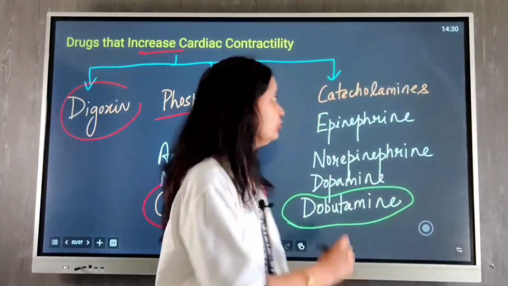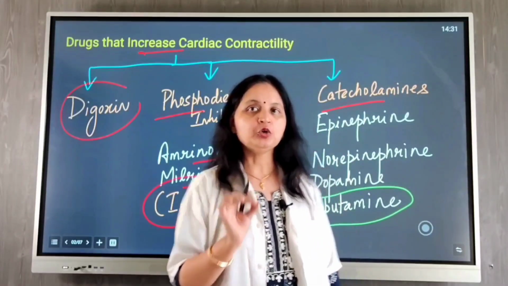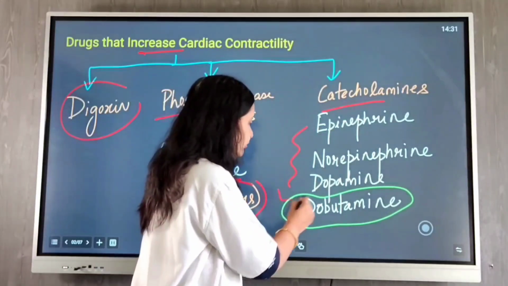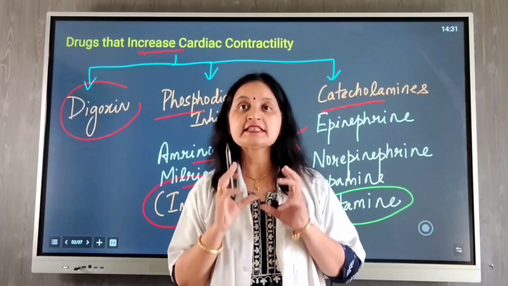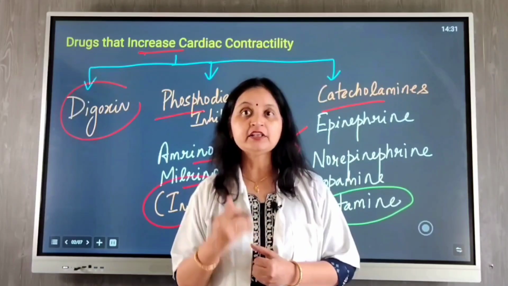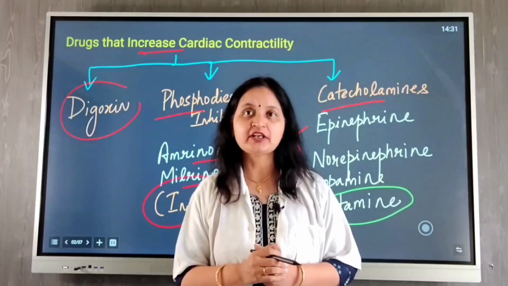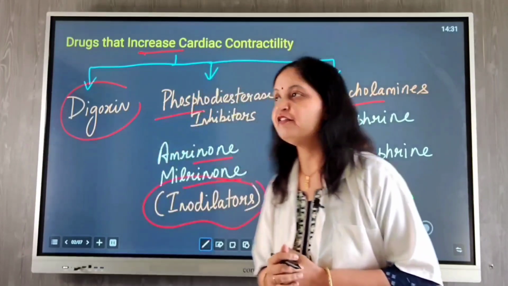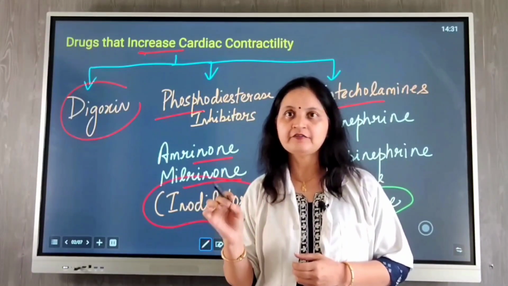The third group includes catecholamines, which includes epinephrine, norepinephrine, dopamine and dobutamine. So amongst these drugs, dobutamine is the preferred, it has the best inotropic action because it has a selective beta-1 agonist action. It stimulates the beta-1 receptors of the heart, increasing the force of contraction. It has a short half-life, rapid onset of action, and it is stronger, it acts faster. And since it acts faster, it is preferred in acute heart failure or decompensated heart failure.